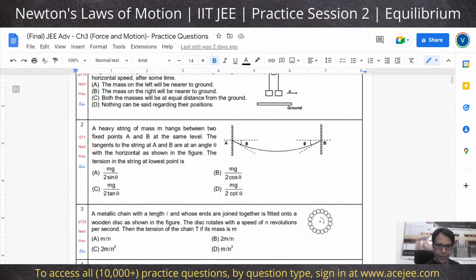It's a heavy string of mass m. It's hanging between two fixed points A and B at the same level. The tangents to the string at A and B are at an angle theta with the horizontal as shown in the figure. The tension in the string at the lowest point is how much?